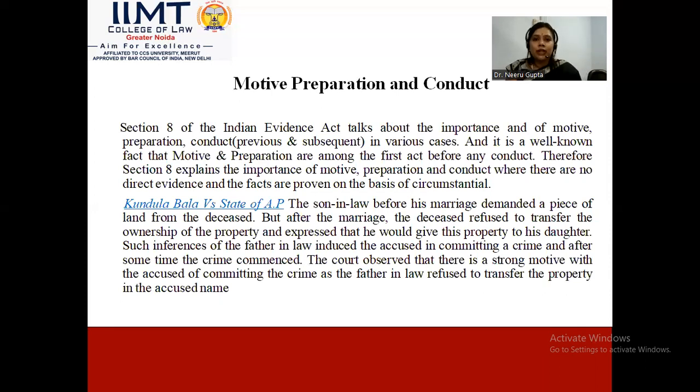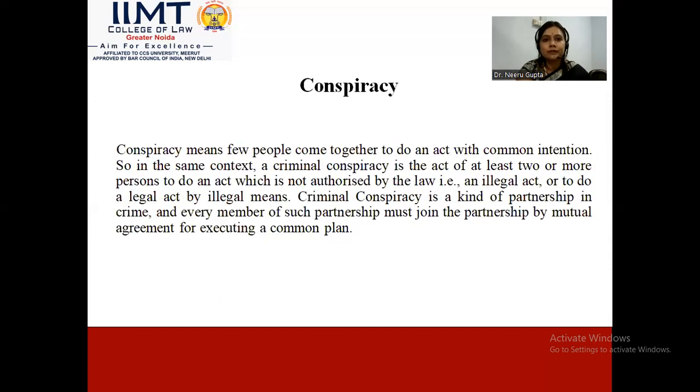Next, motive, preparation, and conduct. Section 8 of the Indian Evidence Act talks about the importance of motive, preparation, and conduct in various cases. Conspiracy. Conspiracy means a few people come together to do an act with common intentions. In the same context, a criminal conspiracy is the act of at least two or more persons to do an act which is not authorized by law, an illegal act, or to do a legal act by illegal means. Criminal conspiracy is a kind of partnership in crime, and every member of such partnership must join by mutual agreement for executing a common plan.